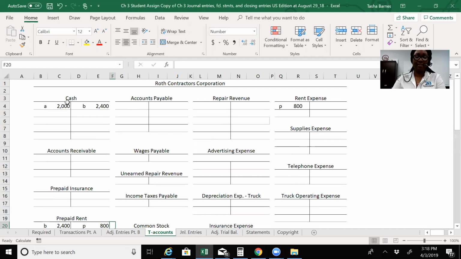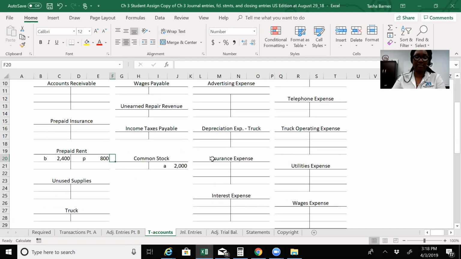Okay. Again, so let me just say that again. Cash is an asset. Assets have a normal debit balance. So cash is increased here by $2,000. Okay. And then the offset to that is common stock for $2,000. So you put A here for the letter A from that transaction, and then $2,000 for the common stock.